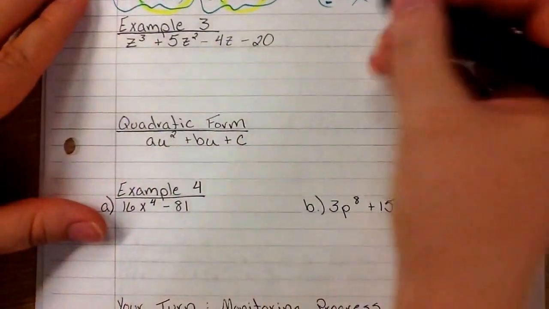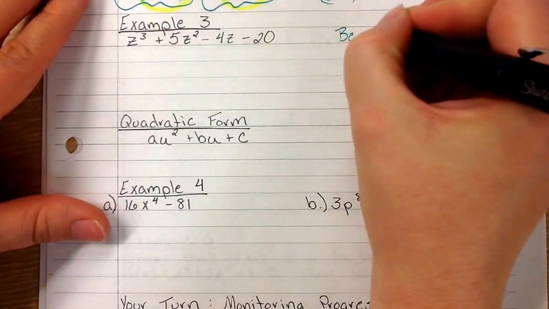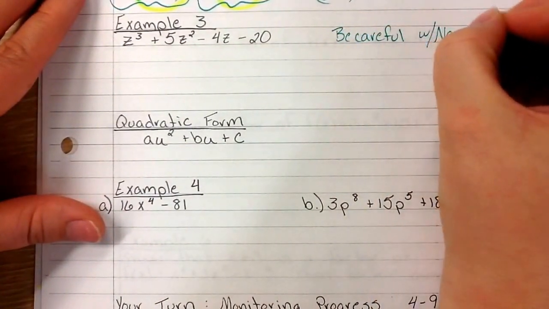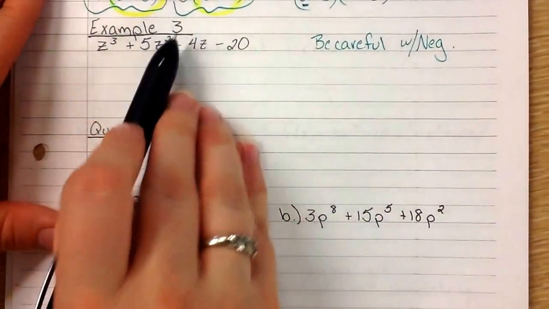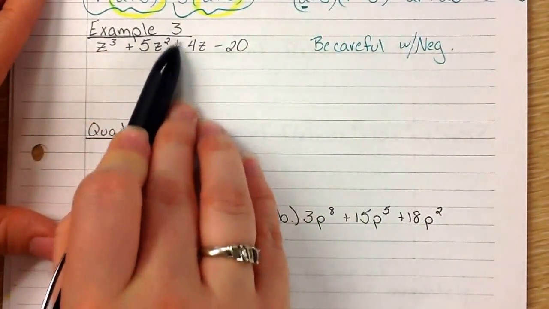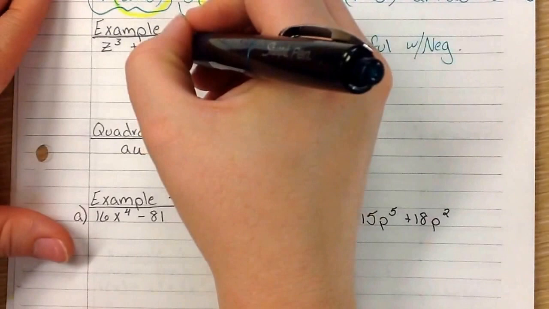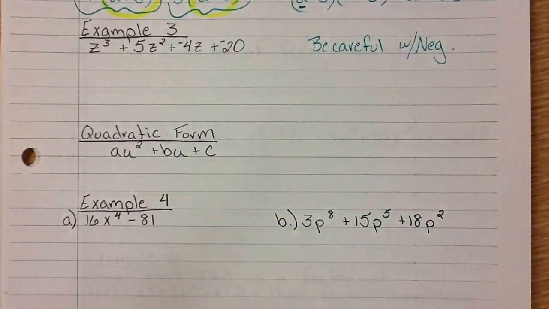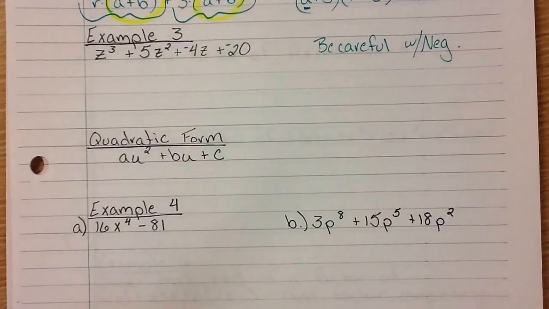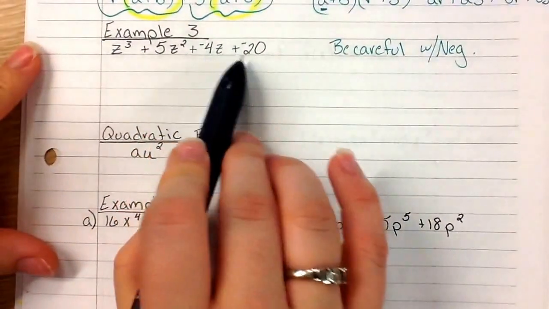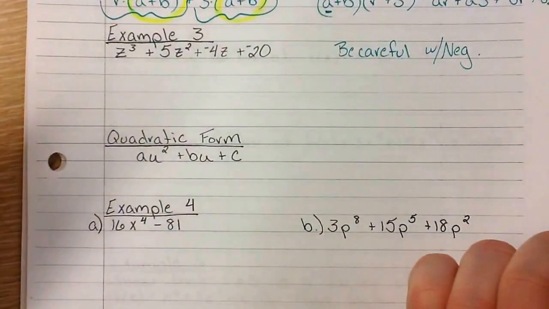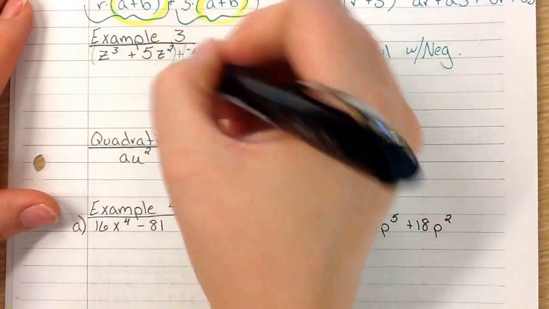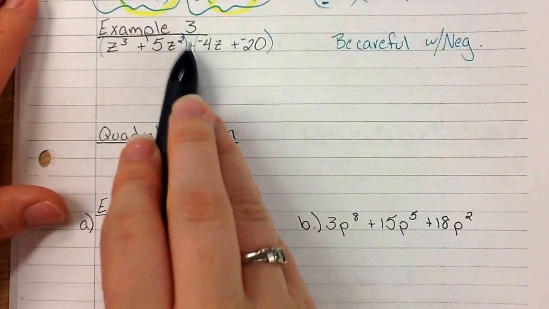A word of caution, be careful with the negatives. This -4, this is a -4. So a lot of times I come in and I rewrite them all as plus and negative when I'm grouping to make sure that I don't lose where my negatives belong, because it's a -4z and a -20. So now let's go ahead and see if we can factor this by grouping. So I'm going to group the first two. I'm going to group the last two, still a plus sign in between.